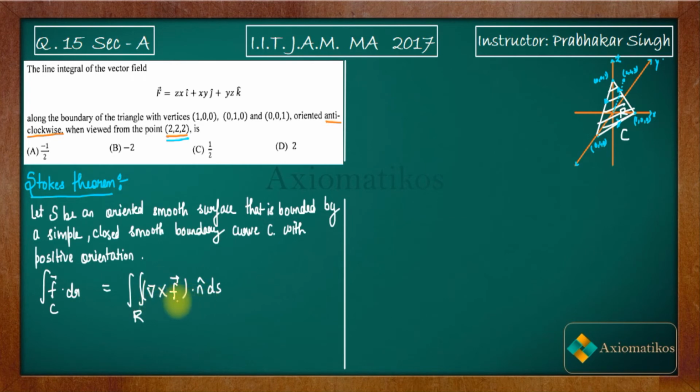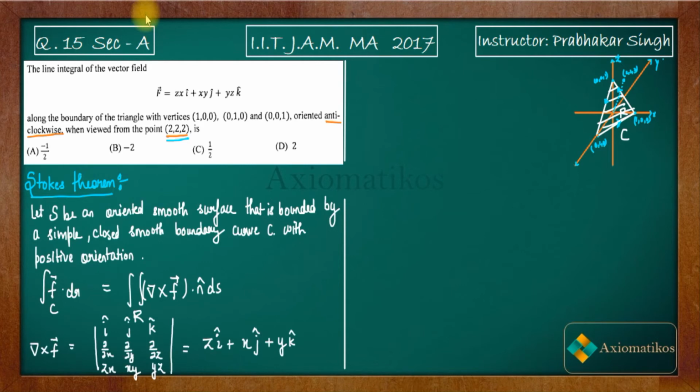Firstly calculate del cross F. If you calculate this del cross F, it is the curl of F, you will get this. Now another thing that we need is n cap. N cap is the normal vector to this surface. So what is this surface? This surface is enclosed by this triangle. So it is actually a plane, and we know that such planes have this kind of general equation.